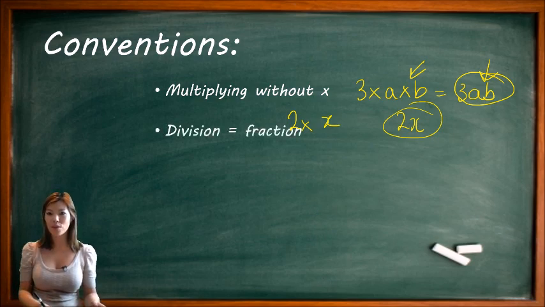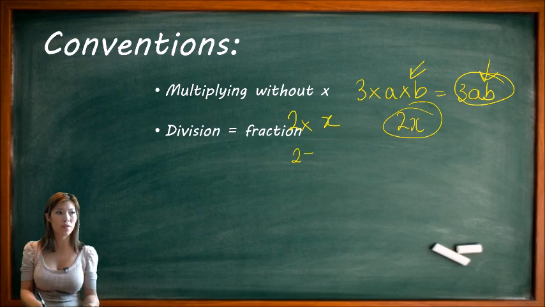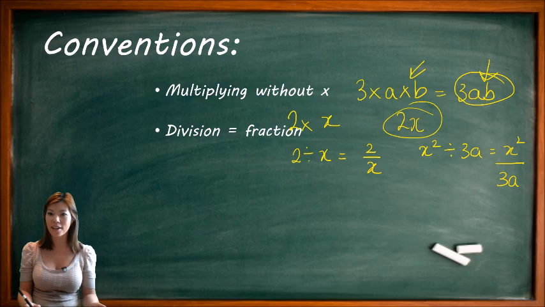Dividing, sometimes we represent it with a fraction. So instead of saying 2 divided by x, we would much rather write it as 2 over x. Instead of saying, let's say, x squared divided by 3a, we would write it as x squared over 3a. So we like using fractions more often.